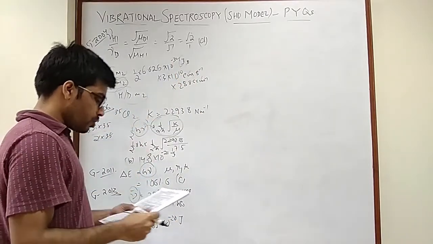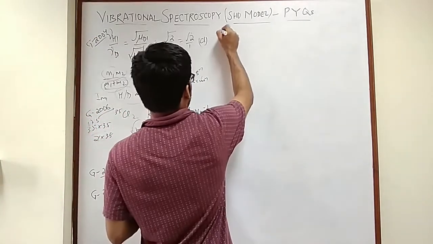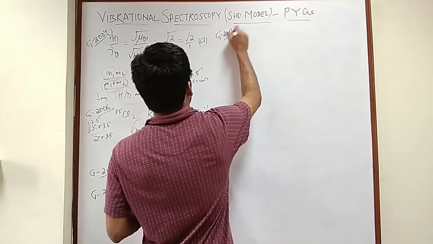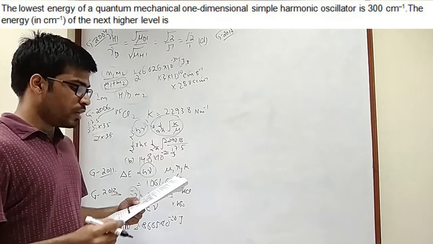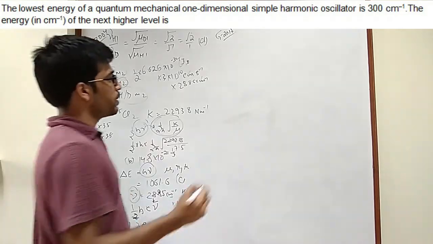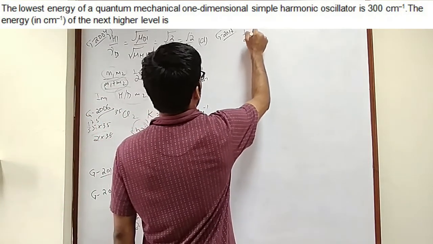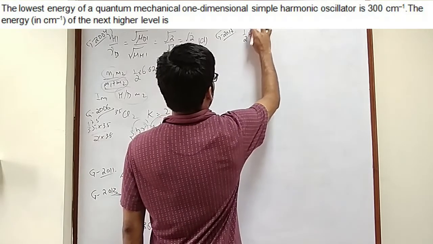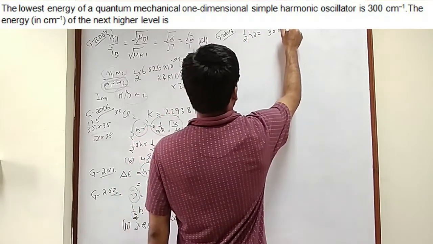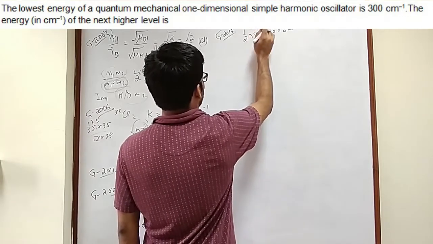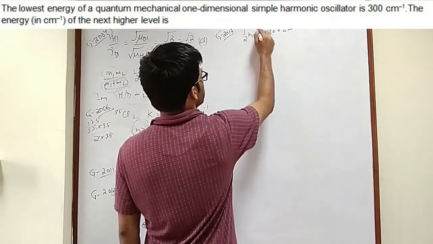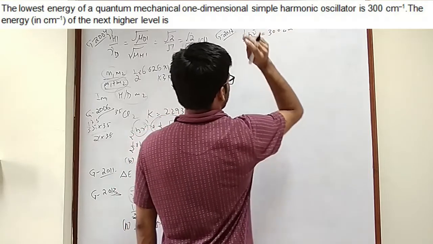Okay, so the next question we have is from GATE 2017, and the question says the lowest energy level of a quantum mechanical one-dimensional simple harmonic oscillator is 300. So that means half h nu is given to be 300 centimeter inverse. Okay, let's say I'm considering it to be something like this.